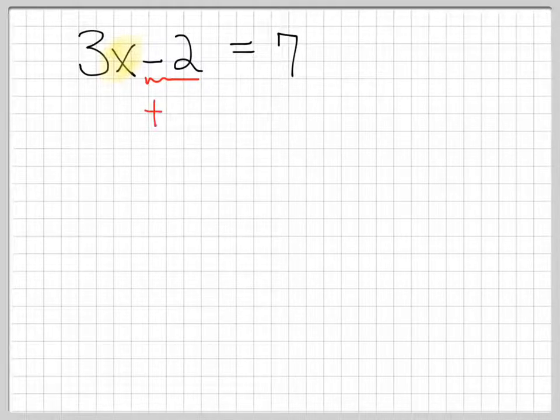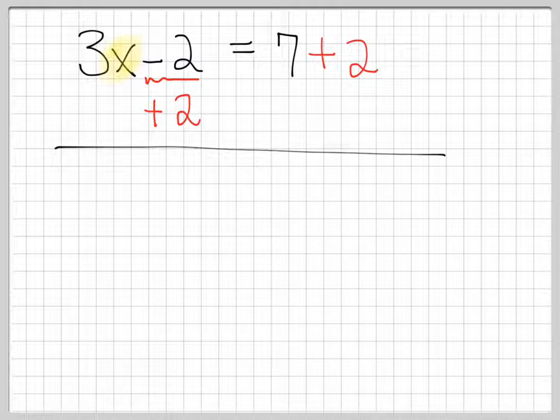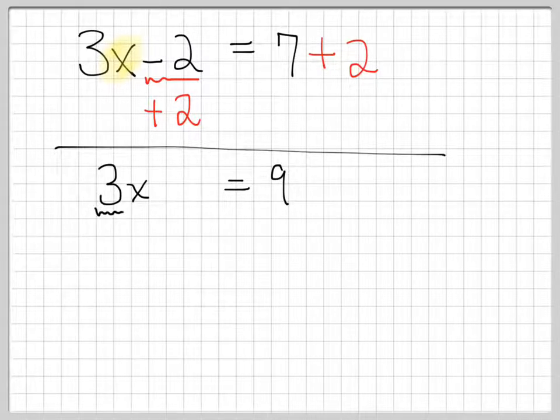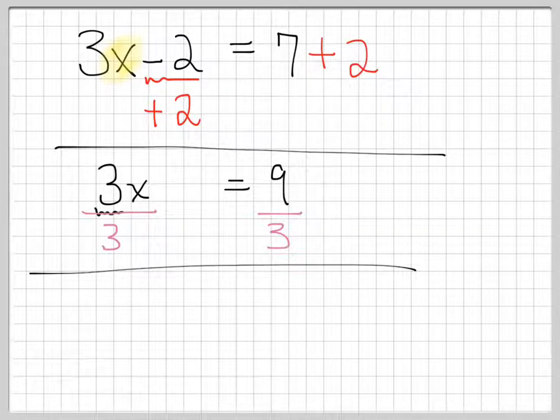And so the way we can get rid of subtracting 2 is by adding 2 to both sides. And that gives us the equation 3x equals 9. Now, there's only one more thing that's happening to x, and that's multiplying by 3. And so now we need to divide both sides by 3. And when we clean up, the 3's cancel. 3 goes into 9 3 times, and we get x equals 3.